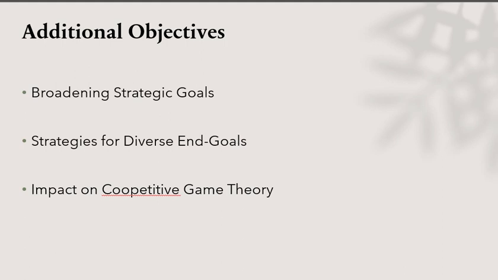Beyond merely winning, the researchers explored strategies for achieving broader objectives within competitive games, such as maximizing social welfare and ensuring equitable outcomes for all players. By developing tailored strategies, they have shown that it's possible to align game outcomes with various end goals, providing a versatile toolkit for agents to navigate competitive dynamics.